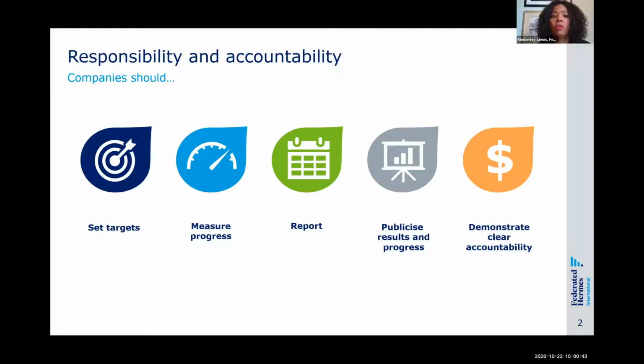And lastly, we're looking for these to demonstrate clear accountability. Where does this sit? Who's ultimately responsible? Forward-thinking companies are also being creative. We encourage companies to strongly consider tying diversity and inclusion metrics into both short-term and long-term compensation incentives.